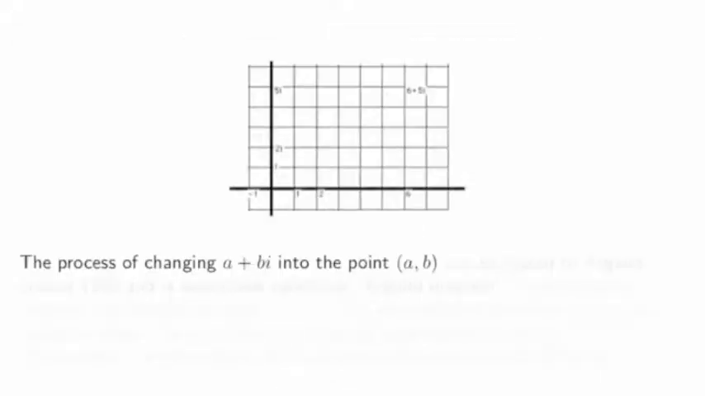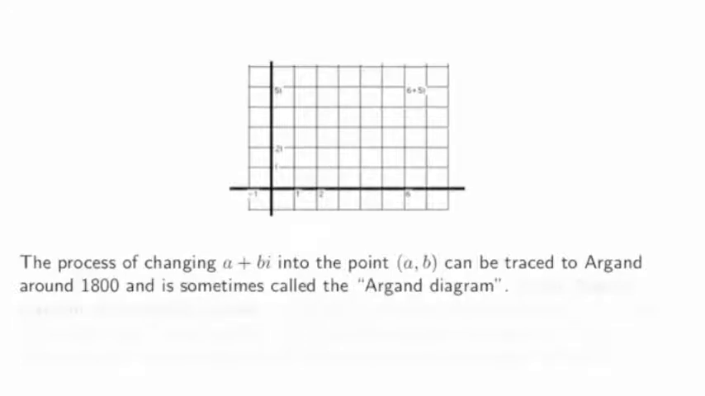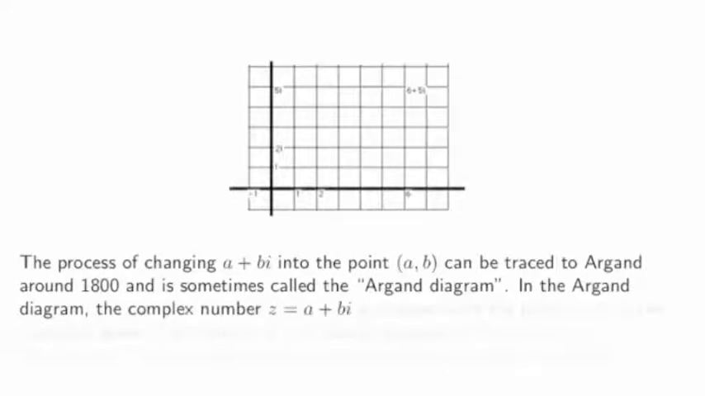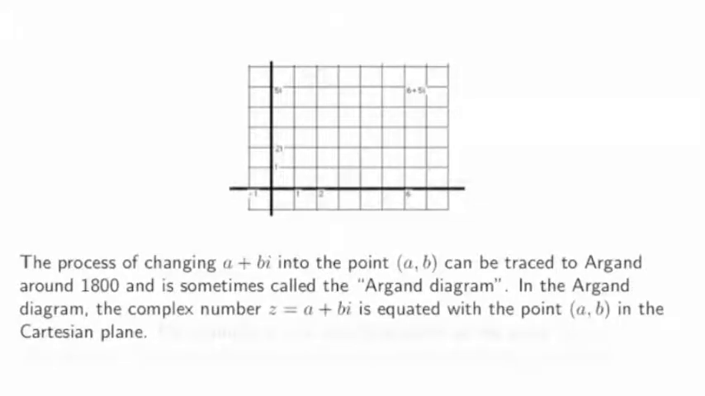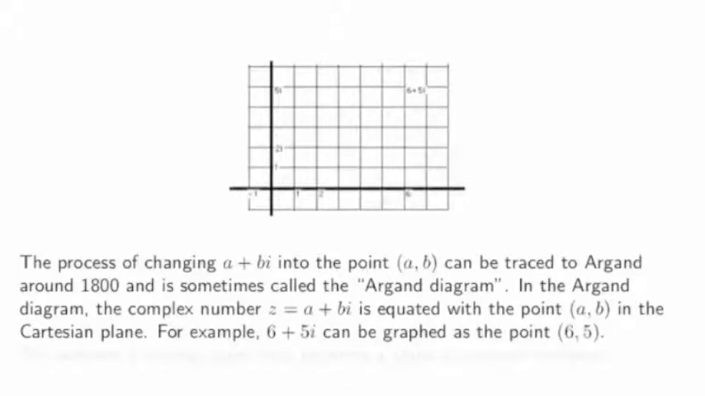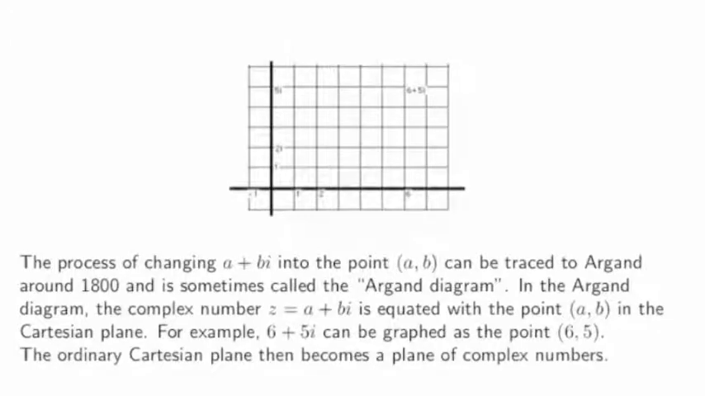The process of changing a plus bi into the point (a, b) can be traced to the mathematician Argand around 1800, and so this is sometimes called the Argand diagram. In the Argand diagram, the complex number a plus bi is equated with the point (a, b) in the Cartesian plane. So 6 plus 5i in the upper right can be graphed to the point (6, 5). The ordinary Cartesian plane then becomes a plane of complex numbers.